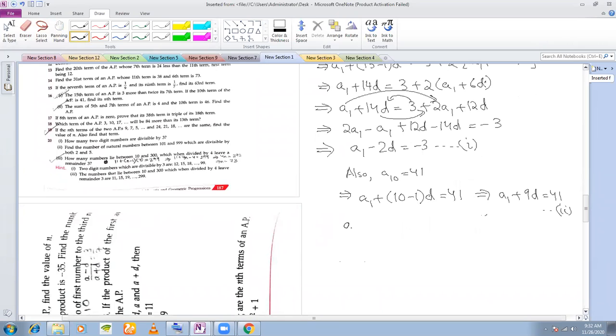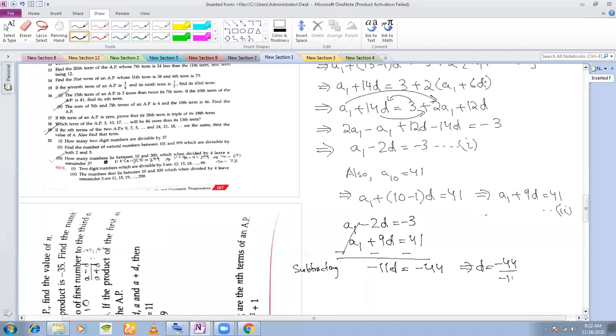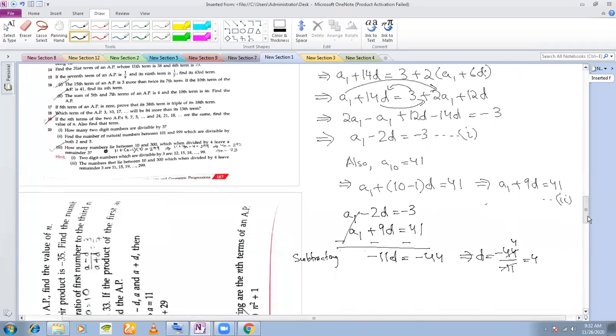So you have A1 minus 2D is equal to minus 3, and A1 plus 9D is equal to 41. Subtracting, A1 cancels off. Minus 11D is equal to minus 44. Therefore, D is equal to minus 44 by minus 11, which is simply 4. So the common difference you are getting is 4.